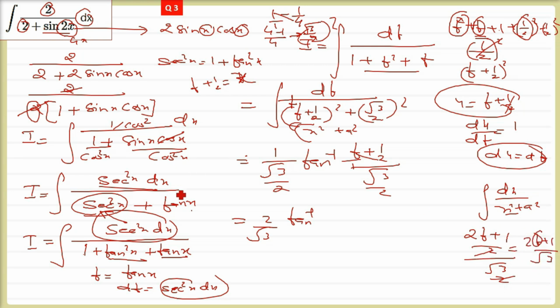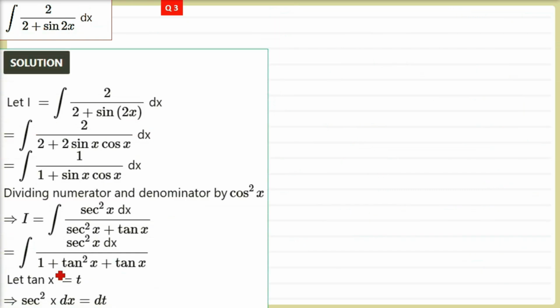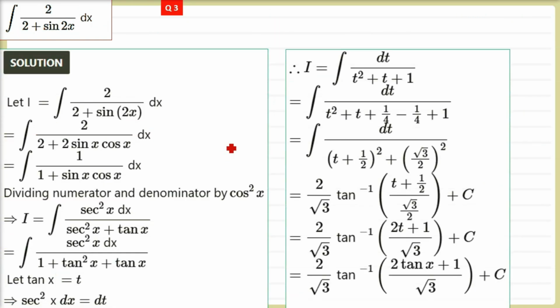What is t? Remember, tan x was taken as t. Please remember, t was introduced by us. It is our responsibility to get rid of it also. So 2 tan x plus 1 divided by root 3, plus constant of integration. That's your final result. Integration is this one. So this is the result which we talked about. And when I am explaining, I write so many things, but you have to write exactly or somewhat similar to this way so that you get the whole marks.